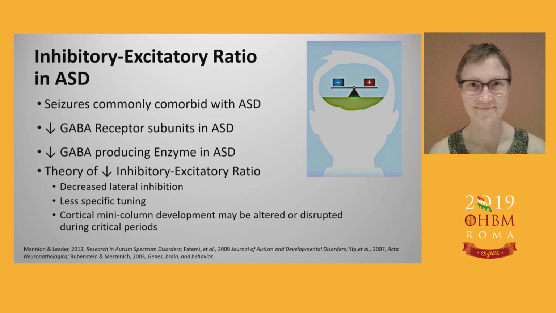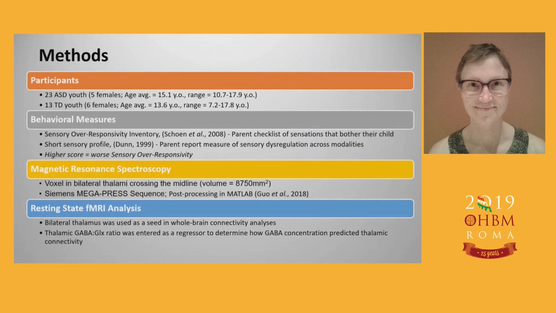So we sought to understand how this inhibitory to excitatory ratio might be related to thalamic connectivity in kids with autism and sensory over-responsivity. Our preliminary group consists of 23 youth with autism, 13 typically developing youth, and our behavioral measures that I'm showing here are of sensory over-responsivity, where importantly the higher score is worse sensory over-responsivity impairment.